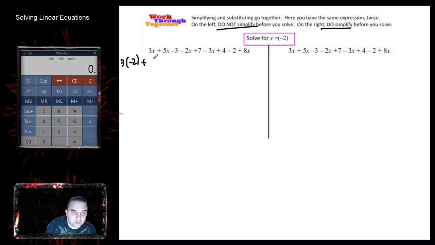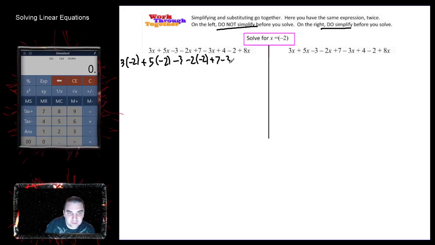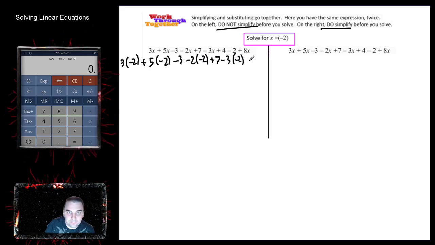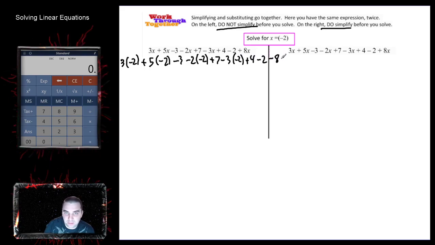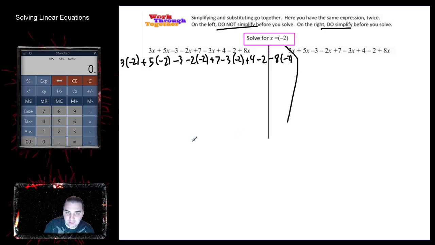I'm assuming you already know how to do this. If you don't know how to do this, go back, because you should not be watching this if you don't know what I'm doing right now. Plus 7 minus 3 minus 2 plus 4 minus 2. I even have to go into the next block because I don't have enough room. I have to make a new line right there.